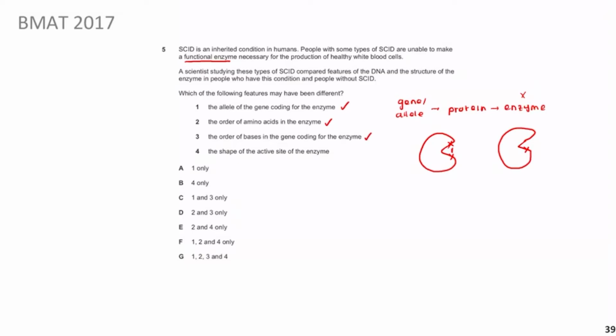And the shape of the active site of the enzyme, of course, that's a critical part, which is going to be responsible for the reaction. And maybe they might have the enzyme, but the enzyme might not be functional because the shape of the active site, as we can see on the right, is not right. So this can also be the case.